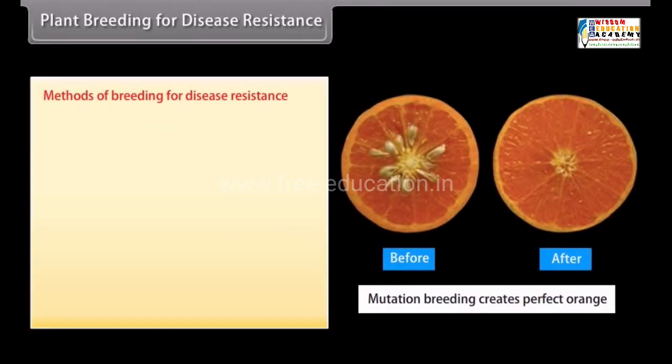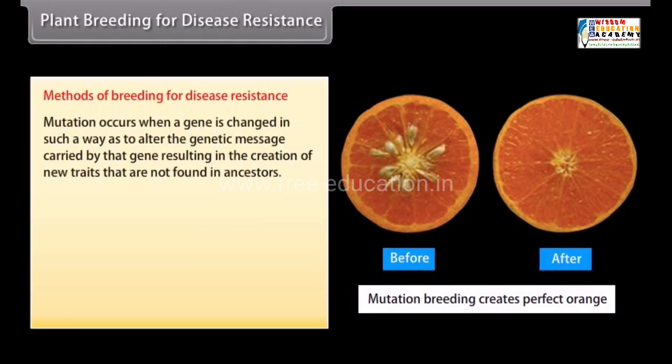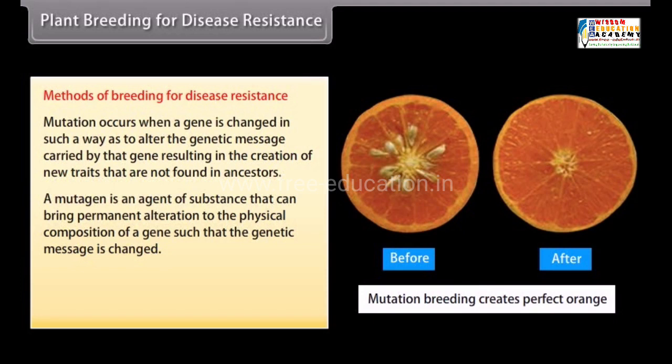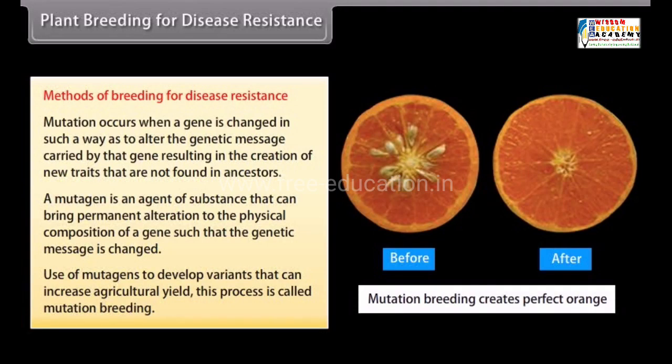Methods of breeding for disease resistance. Mutation occurs when a gene is changed in such a way as to alter the genetic message carried by that gene, resulting in the creation of a new trait that is not found in the ancestors. A mutagen is an agent or substance that can bring permanent alteration to the physical composition of a gene, such that the genetic message is changed. Use of mutagens to develop variants that can increase agricultural yield. This process is called mutation breeding.